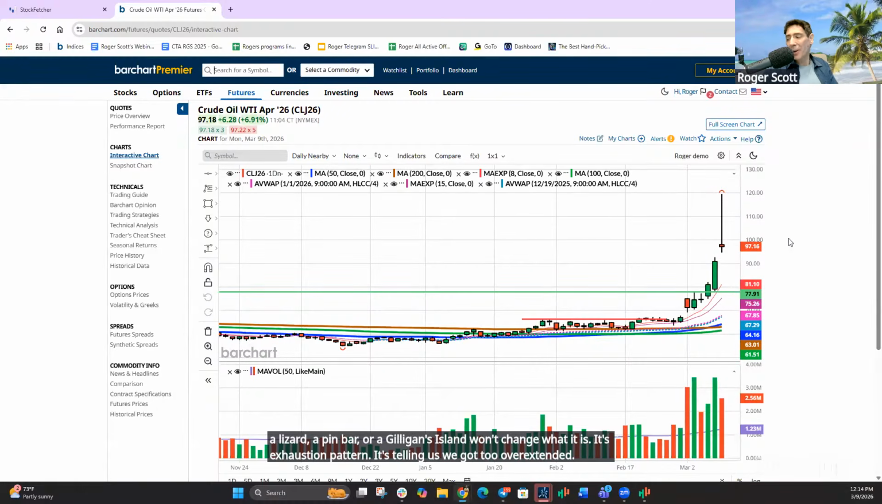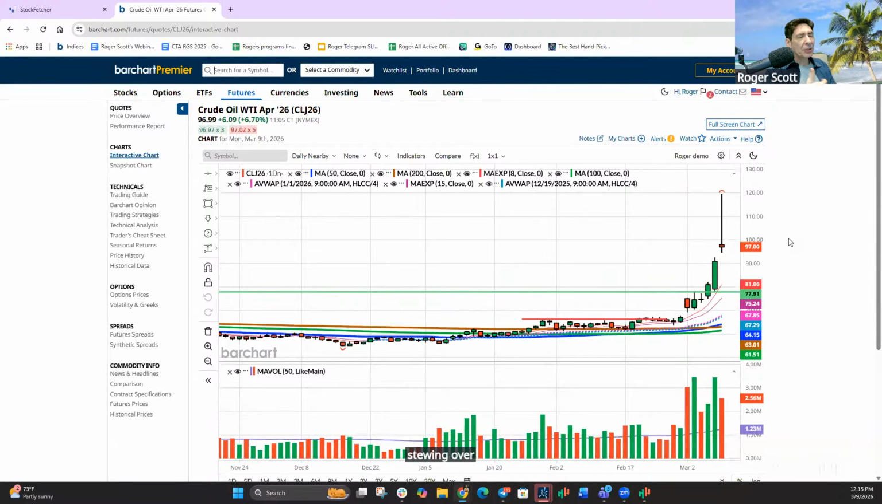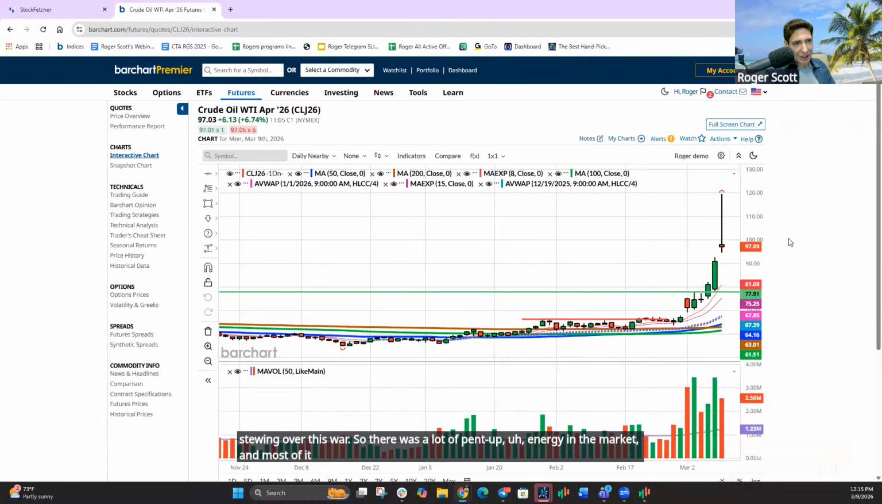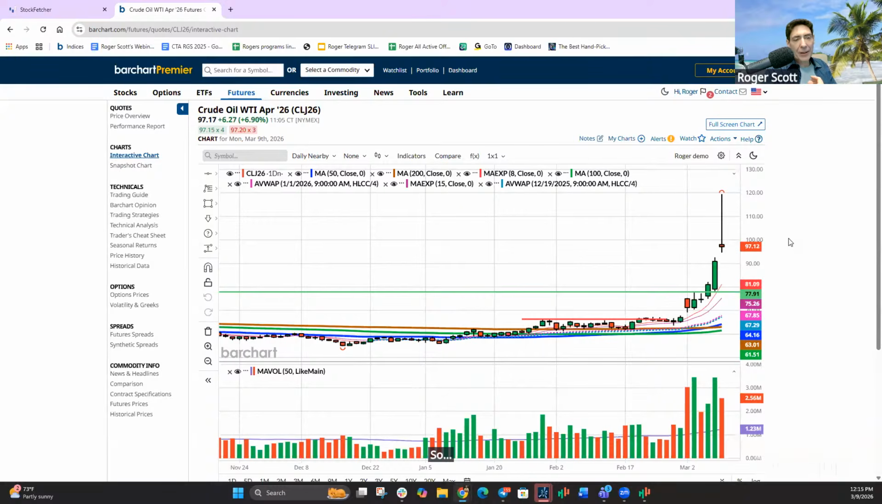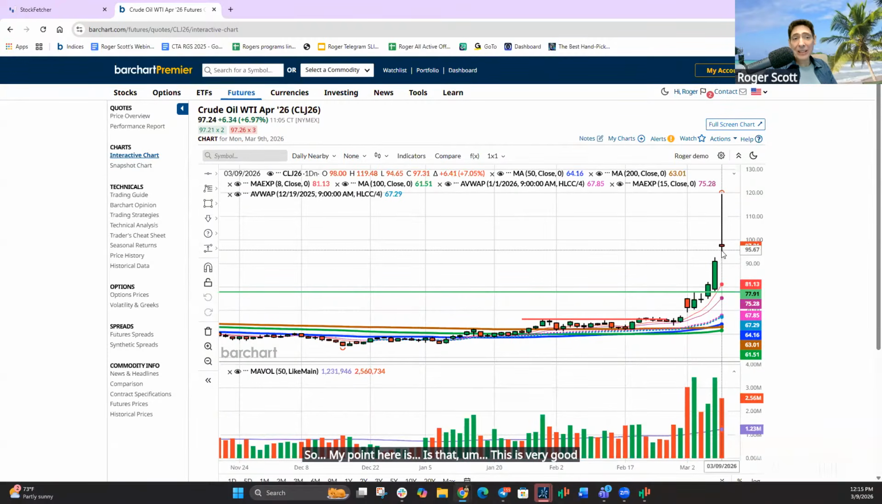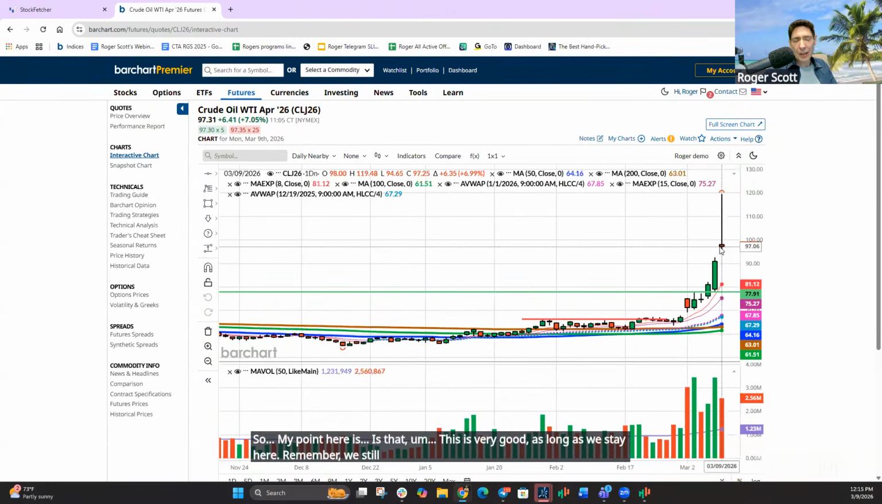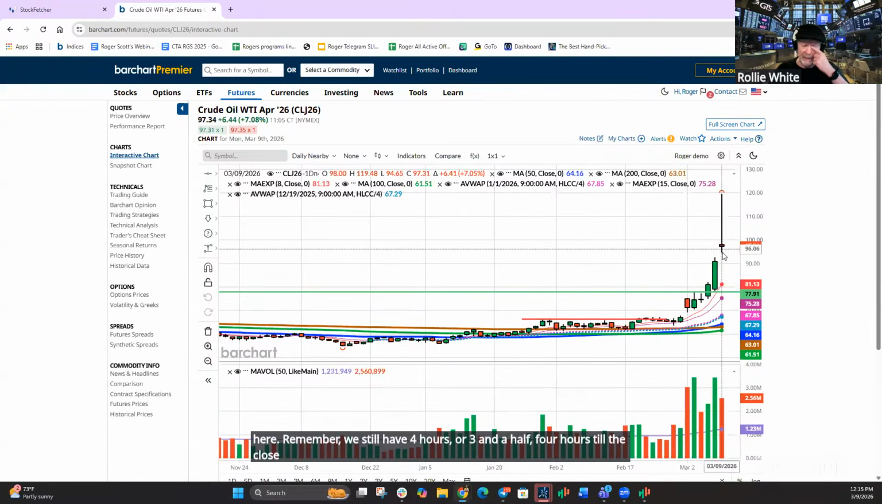It's telling us we got too overextended. And also remember, we had a whole weekend stewing over this war, so there was a lot of pent up energy in the market, and most of it was to the negative side. My point here is that this is very good as long as we stay here. Remember, we still have 3.5, 4 hours till the close. As long as we stay here, we got to stay here.